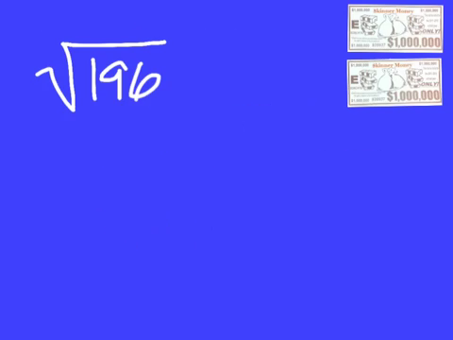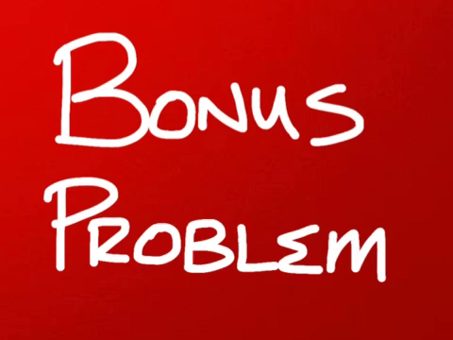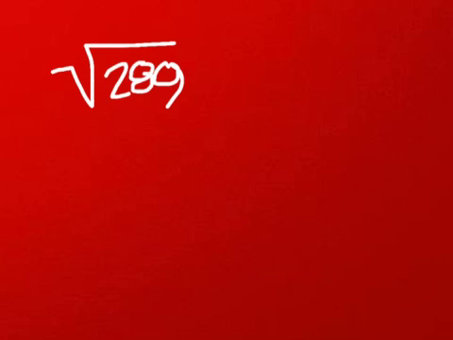Alright, let's try this. Bring up the square root of 196. The answer to this one should be 14. If you have that, come and get 2 million. A bonus problem. What is the square root of 289? The answer should have been 17. Everybody that brought one up, come and get 3 million.